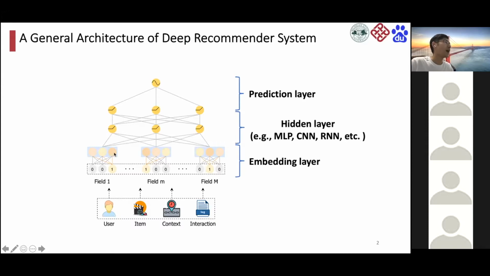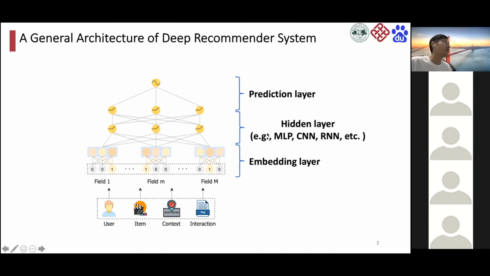And here is the architecture of general deep recommender systems. It mainly consists of three main components. The first component is the embedding layer, which maps the raw user and item features in the high dimension space into the low dimension space. And then we have the hidden layer, which performs nonlinear transformations to transfer the input features and learn the user-item interactions.